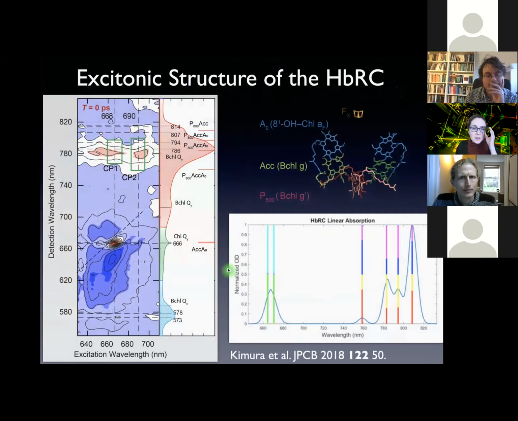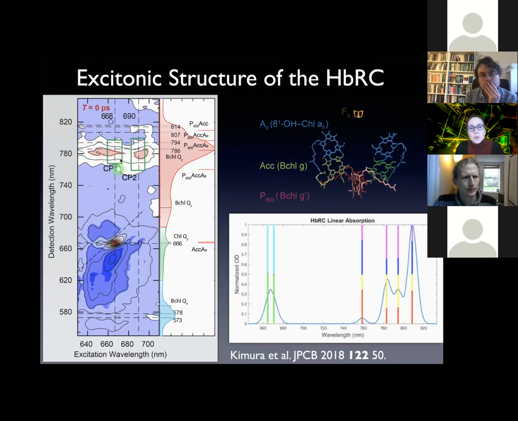Okay, so taking this, in order to get some insight into the excitonic structure of the HbRC, what we're going to do is excite in the region where we specifically excite A0, the chlorophyll a. But we're also going to hit the vibronic shoulder here of the bacterial chlorophyll QY. In this waiting time 0 spectrum, this strong diagonal peak corresponds to the ground state bleach of the A0 pigment.